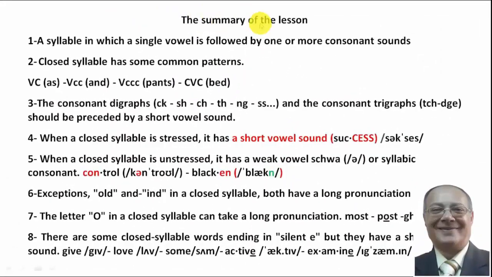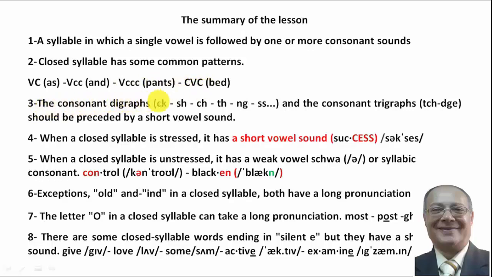The summary of the lesson. So what is meant by a closed syllable? A syllable in which a single vowel is followed by one or more consonant sounds. Closed syllable has some common patterns: VC as in as, VCC as in and, VCC as in pants, CVC as in bits.